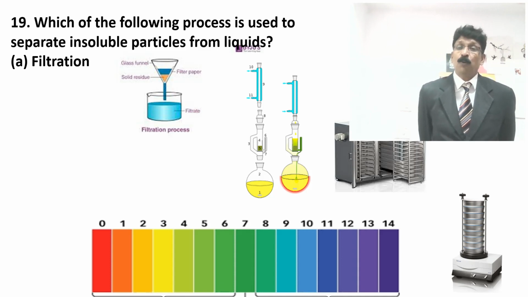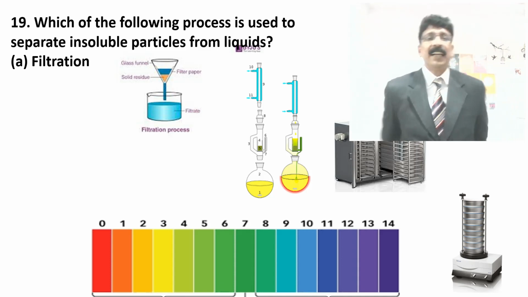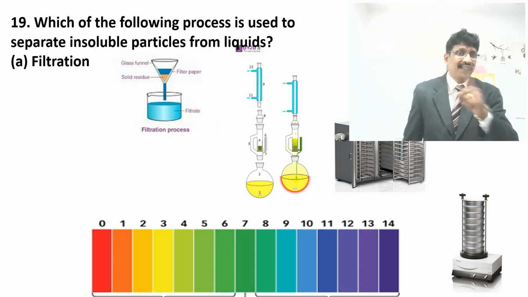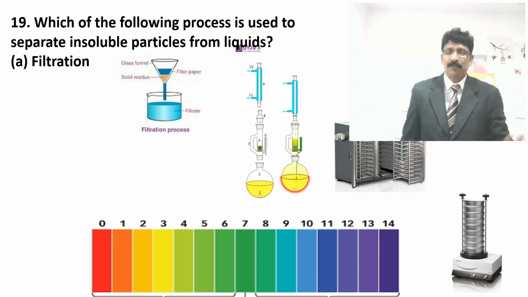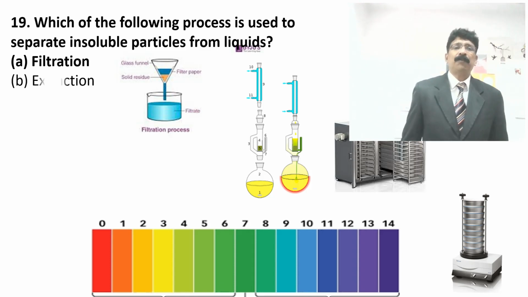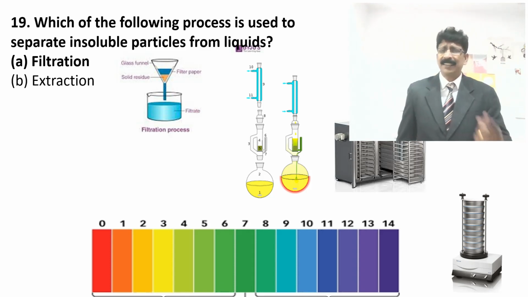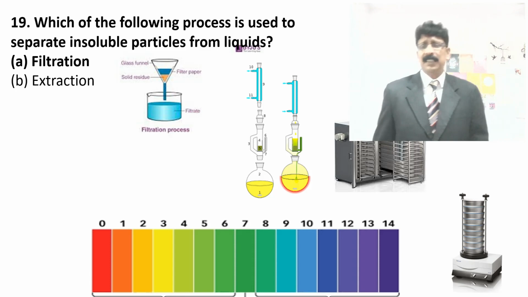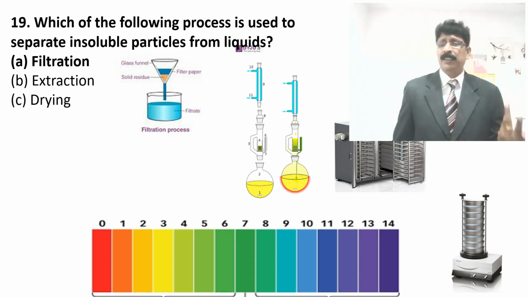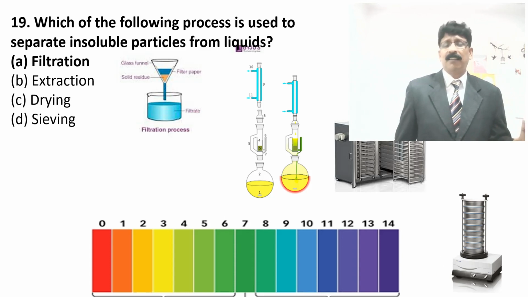One who listened from the beginning can answer. Filtration cannot separate soluble particles, because the solution will come down with the solvent. But if the particles are not soluble, filtration works. Extraction is not separation. It extracts the solubilized material, drying removes the volatile solvent.